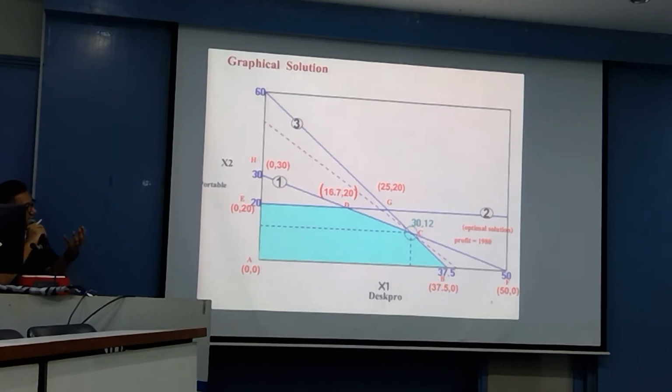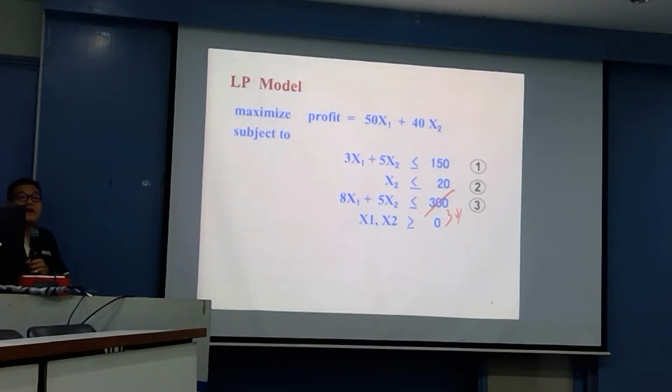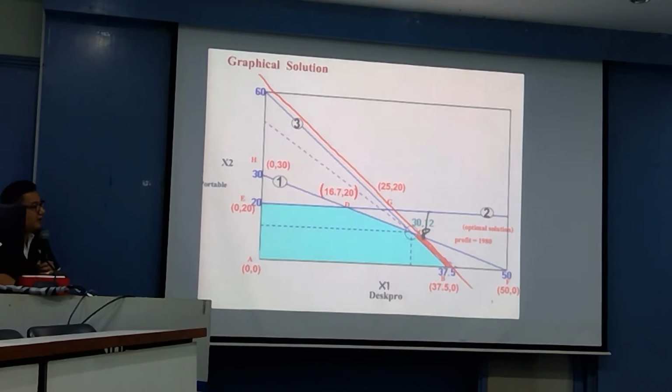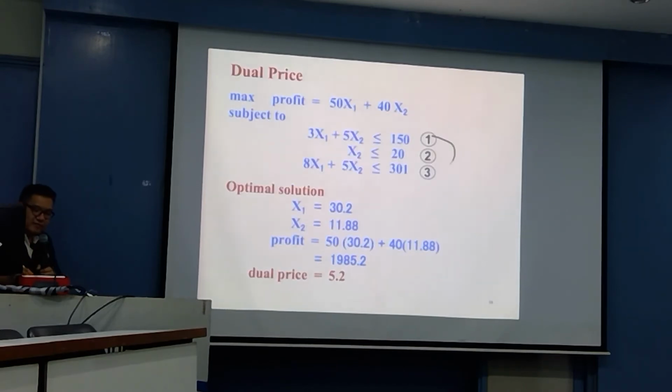If I try to find the dual price, I increase this one to be 301, right? So the graph is going to change. Constraint number 3 is going to change a little bit to this one. Right. You're going to have the old feasible area plus this additional feasible area. And again, the optimal solution will occur at the cutting point between constraint 1 and constraint 3, the constraint 3 that now has the right hand side 301. So you solve for the cutting point between constraint 1 and constraint 3. Finally, you have x1 30.2, x2 11.88.